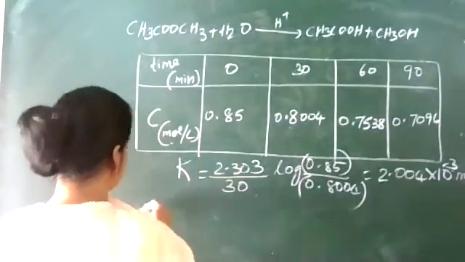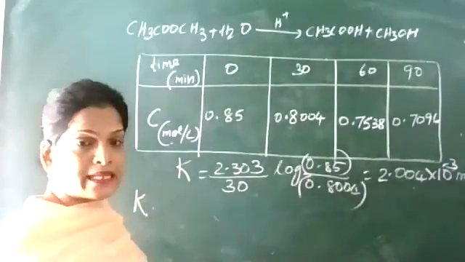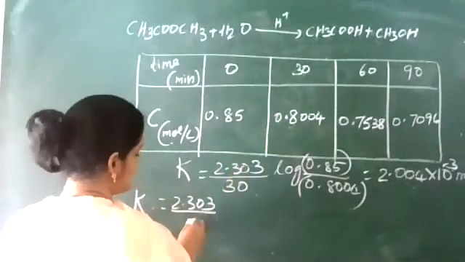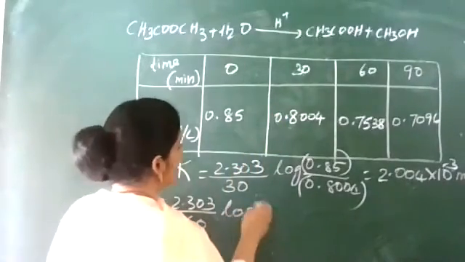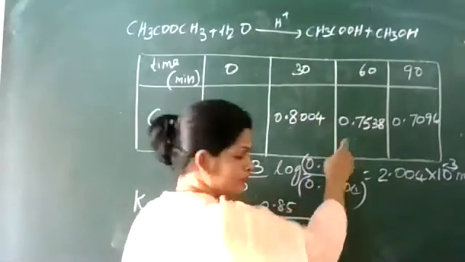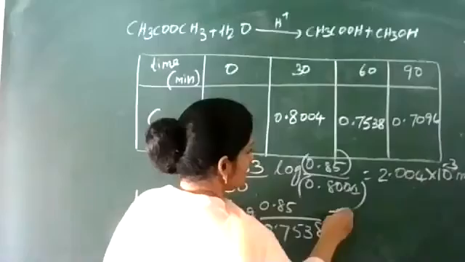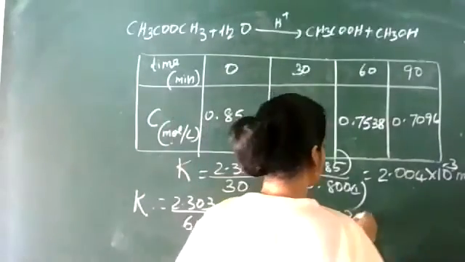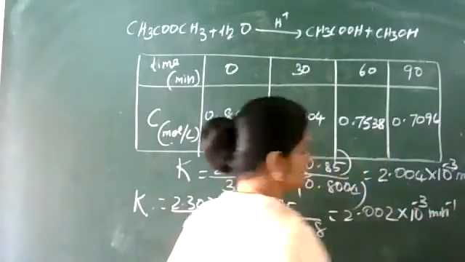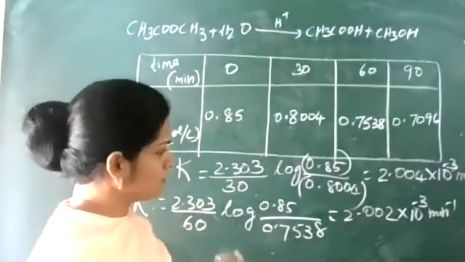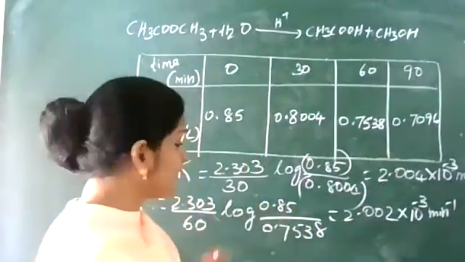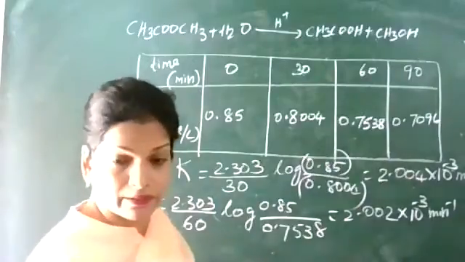Now again we check K to see whether we get the same value. K is equal to 2.303 upon 60, log of R0, 0.85, upon R, 0.7538, and you will get 2.002 times 10 to the minus 3 per minute. See, this is the same as the earlier value. 2.004 is about the same as 2.002. Again, you can check the third value.